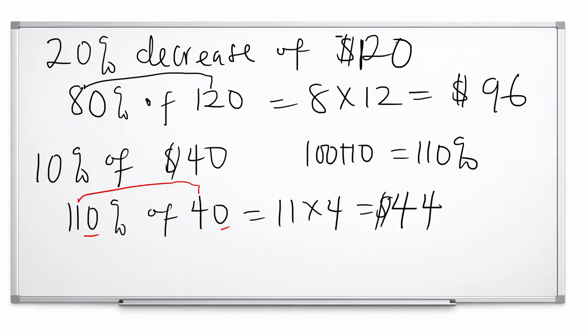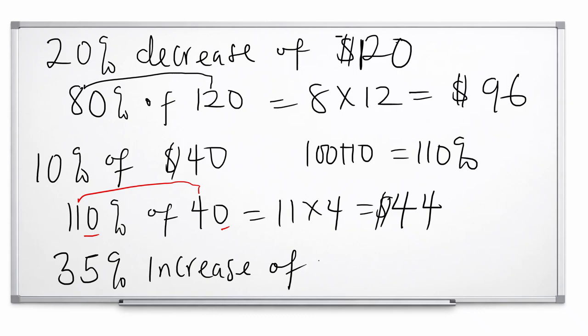Finally, I'm going to leave you with a question. What is a 35% increase of 220? Put the answer in the comment section.